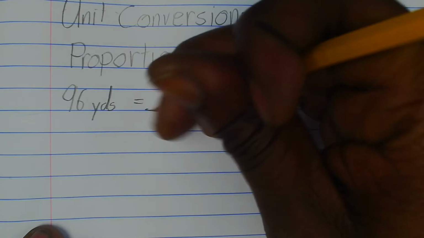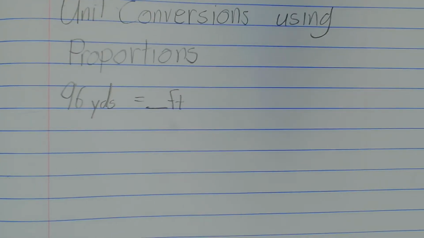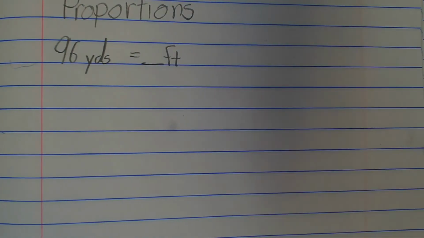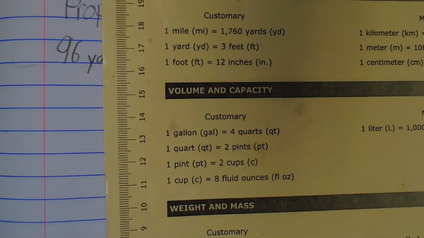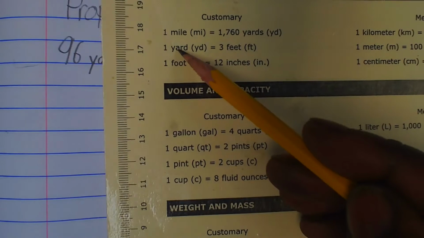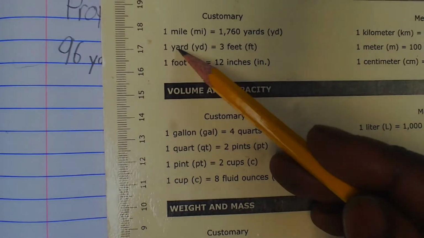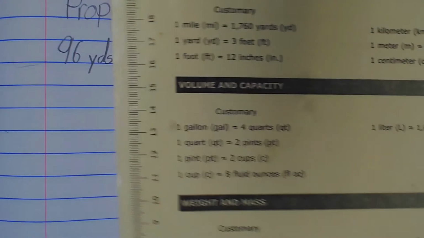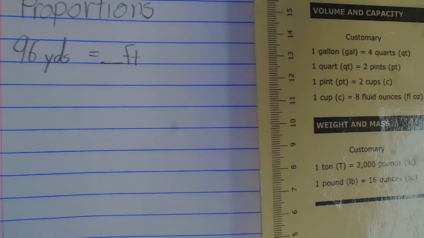Okay, so the first problem that we're going to begin looking at is 96 yards, and we're converting those into feet. If I use the reference materials page, the equation that relates yards and feet is 1 yard equals 3 feet. But I need to write this as a rate.